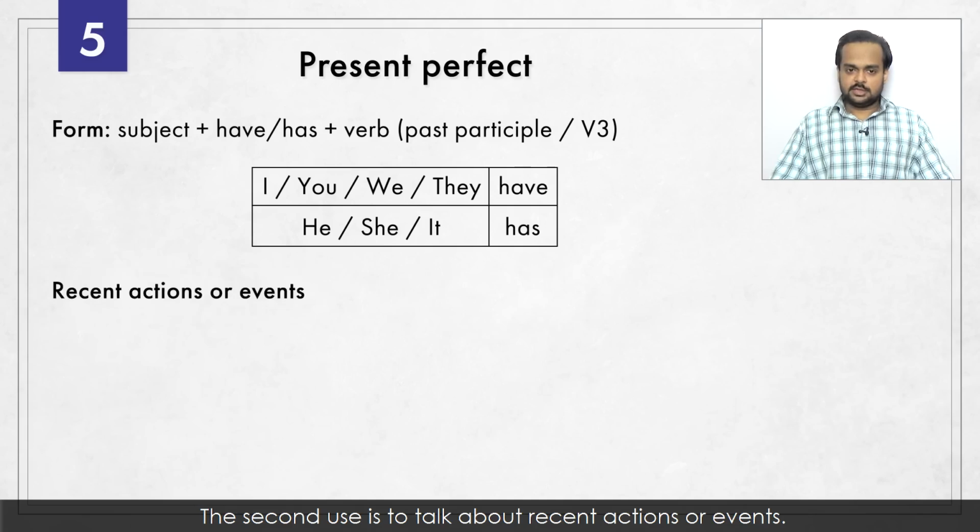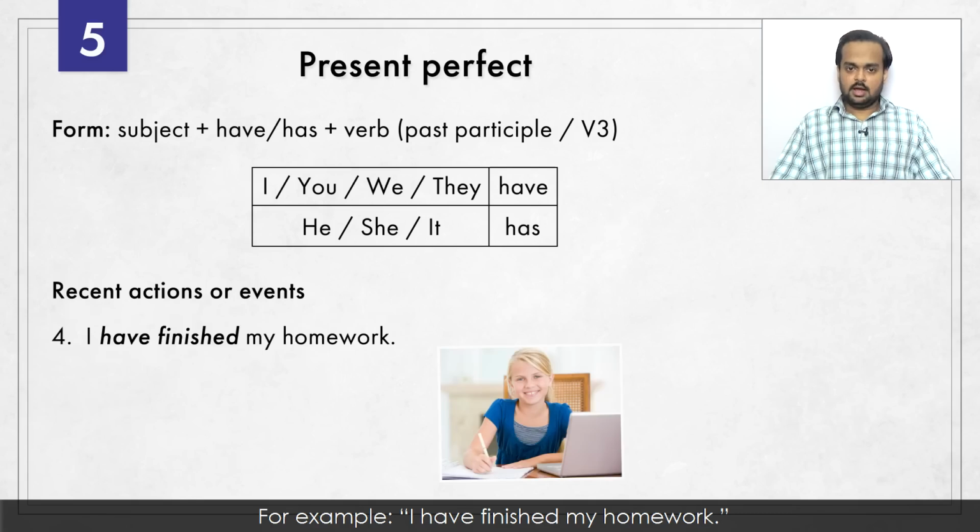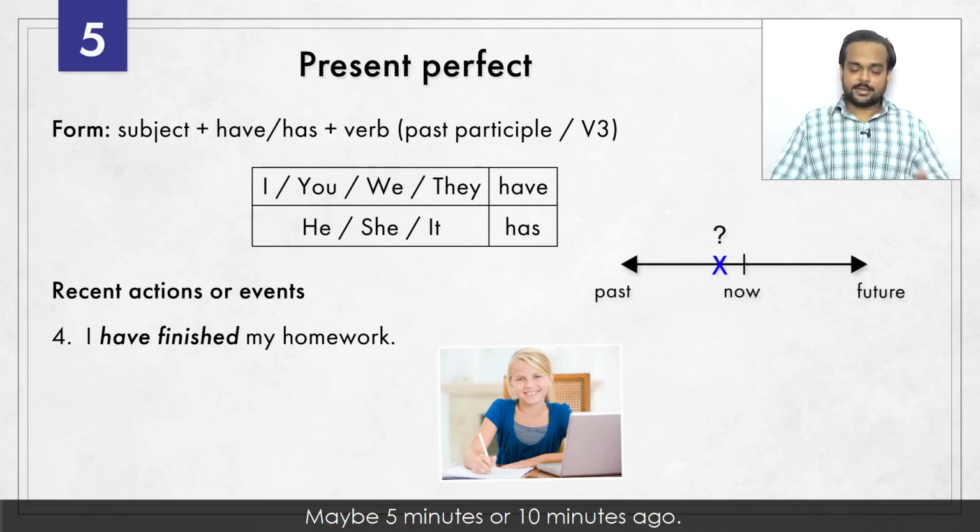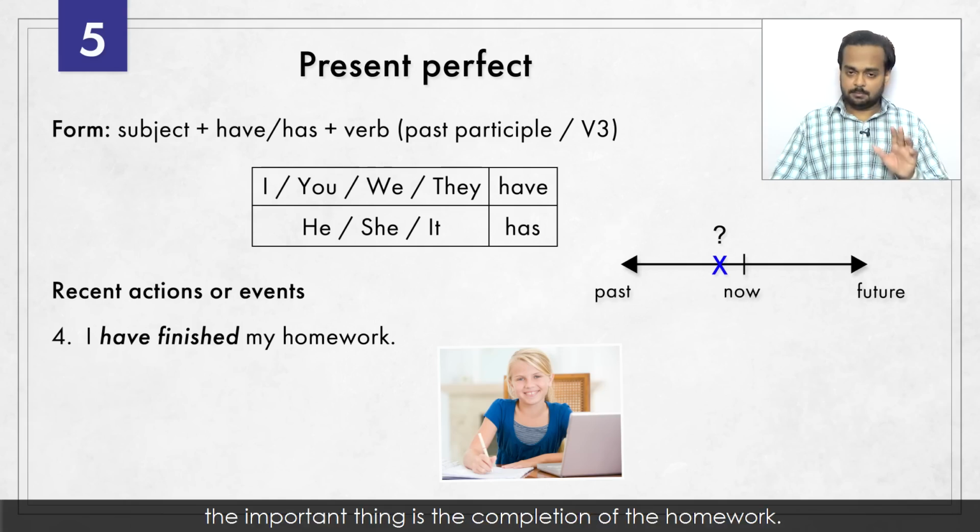The second use is to talk about recent actions or events. For example, I have finished my homework. You can imagine a kid saying this to her mom. Well, when did she finish her homework? Maybe 5 minutes or 10 minutes ago. But that's not important. The important thing is the completion of the homework.